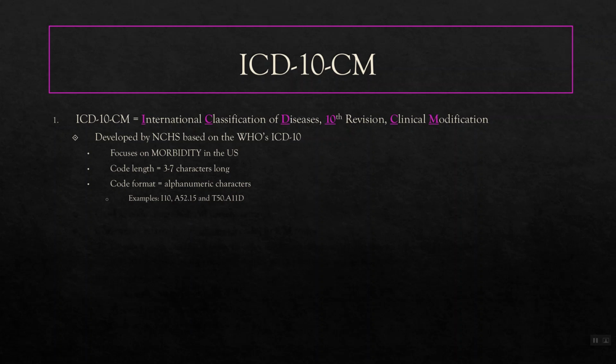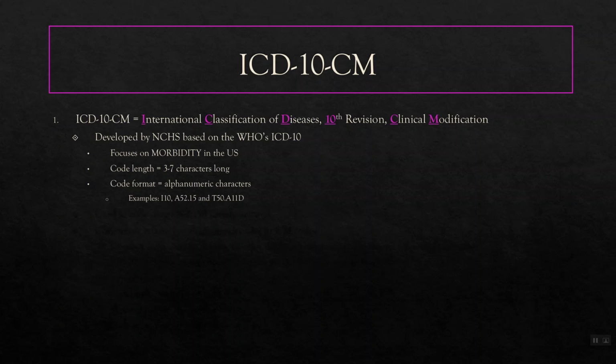So why do we need a different code set that's different from the rest of the world? Because in the US, we want to focus on morbidity, so disease and illness in the United States. We don't want to just measure the public health of the world. We want to measure the public health of the United States and what's happening to us immediately.